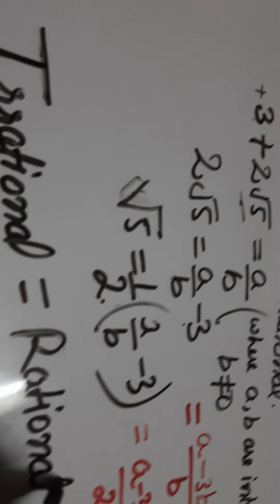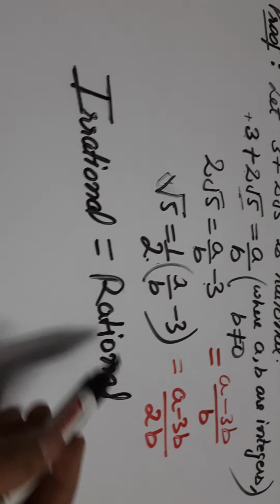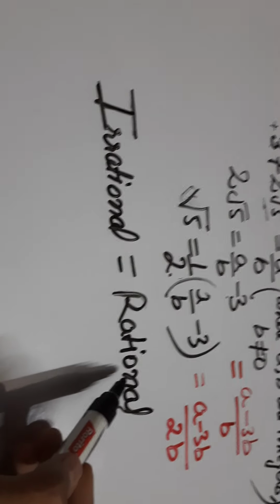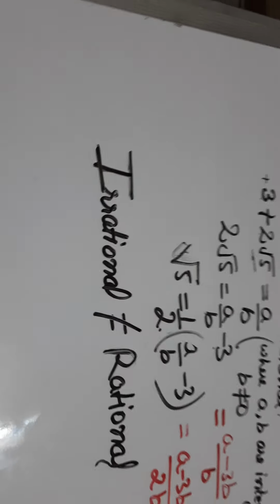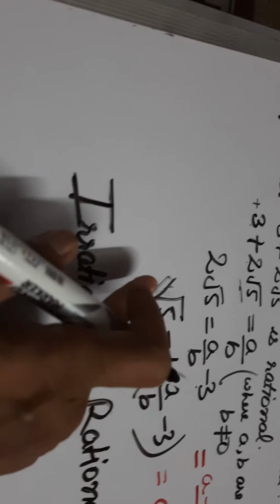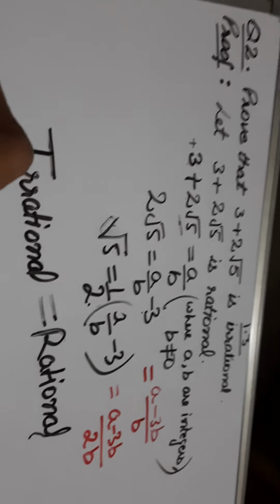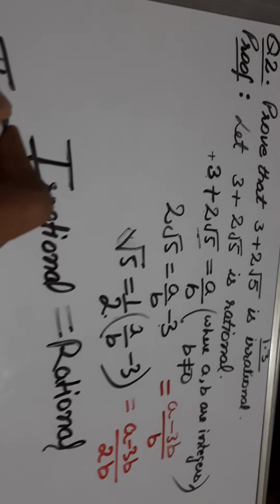Now you tell me, can an irrational number be equal to rational? No, they can't be equal. And what has come here? Irrational has become equal to rational. So we will write, now this is the third part of the question.